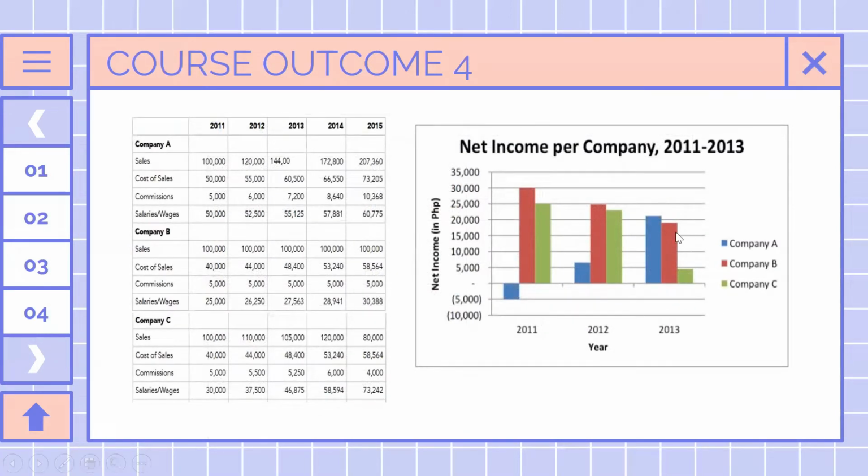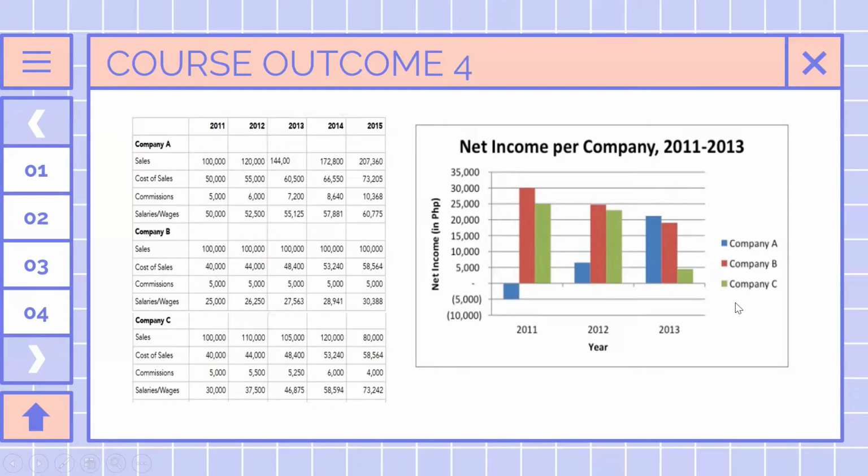So here in the right graph, you can see the graph title, which is the net income per company, year 2011 to 2013. And these values are the y-axis values, and the net income is the y-axis title. So these are the years, the x-axis values, and the year label is the x-axis label. So here are the legends. As you can see, there are three colors. The blue represents company A, red represents company B, while green represents company C.